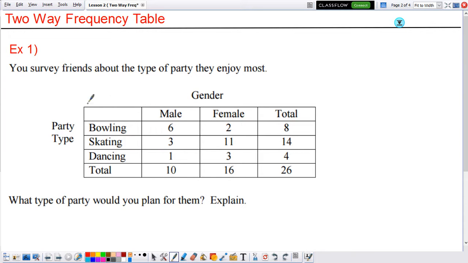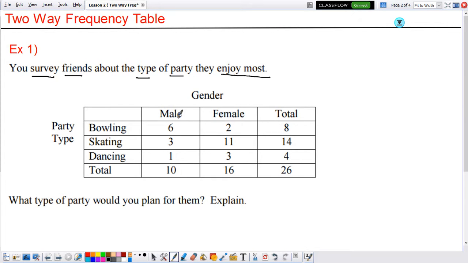Here, this is called a two-way frequency table. The first thing that you should always do is get familiar with the example that this table is presented. So now here, this table is about a survey of friends, and they were asked what type of party they will enjoy the most. And this is how the answers were collected. Now, how do you read this kind of a table? Well, here we have our columns, male, female, and total. And here we have our rows, bowling, skating, dancing.